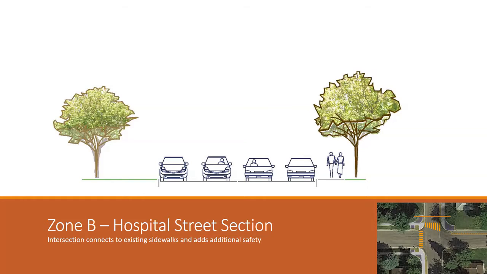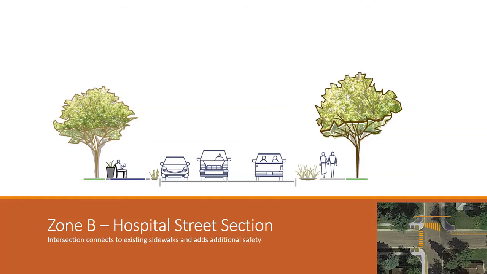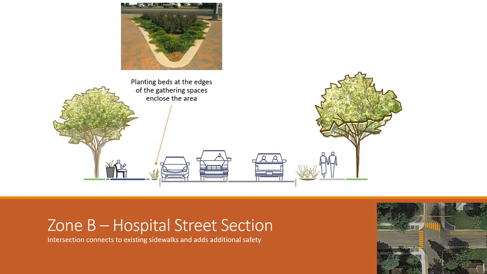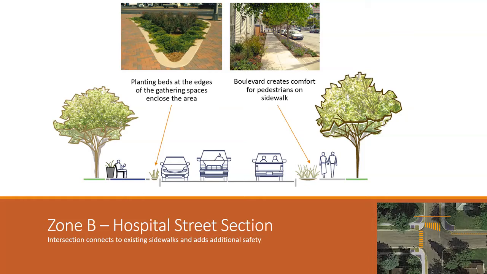Here's the existing section with the 4 lanes of vehicle traffic once again, and then the sidewalk, which is right next to the vehicles. Here I add the gathering space and vegetation buffers. I think that'll enhance the area very well. Here's a look at some planting beds at the edges of gathering spaces to enclose the area. The boulevard creates comfort for pedestrians on the sidewalk. It also generates a linear design going to the hospital.